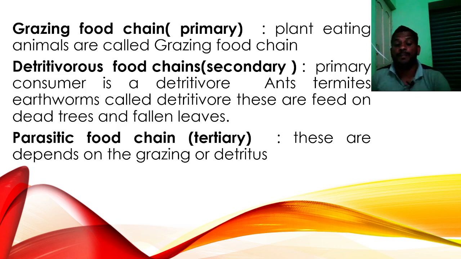Third one is the parasitic food chain, or the tertiary food chain. These depend on the grazing or the detritus food chain. It depends upon both the grazing as well as the saprophytic food chain. This one is the third one. Why? Because it depends upon both grazing as well as the detritivorous, or another word, saprophytic food chain.